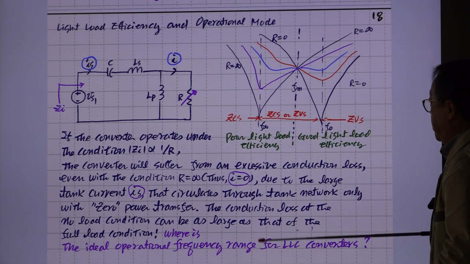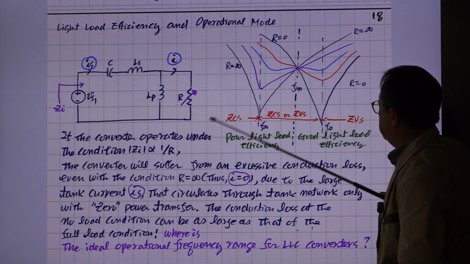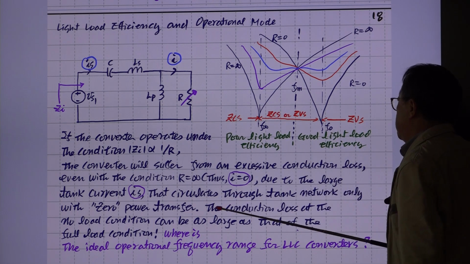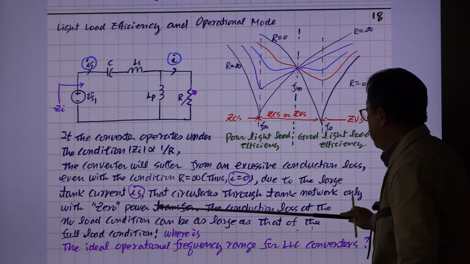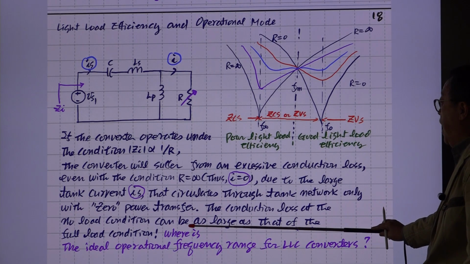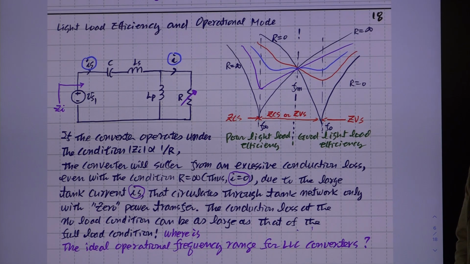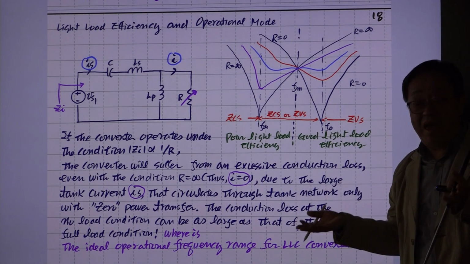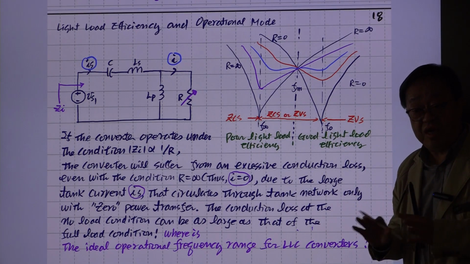Okay, so I wrote down here some case: when this is infinity, the converter is just dissipating power without delivering power, zero power transformer. In this condition, the conduction loss at the low load condition can be as large as that of the full power load. This is stupid. Without any power delivery, the conduction loss is the same as the case of full power delivery. That is ridiculous. We cannot accept that.